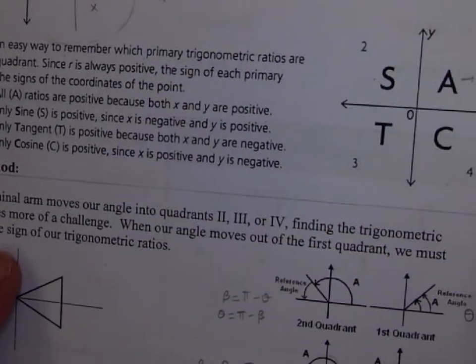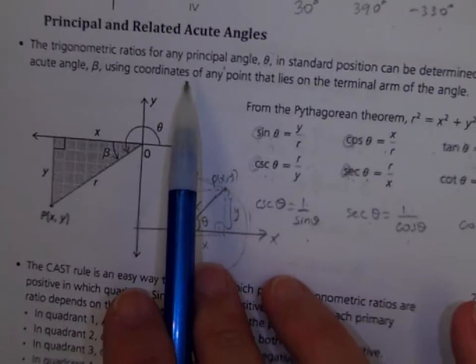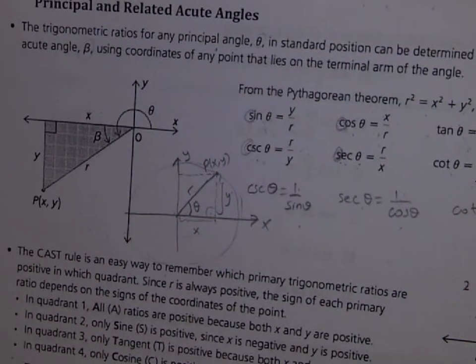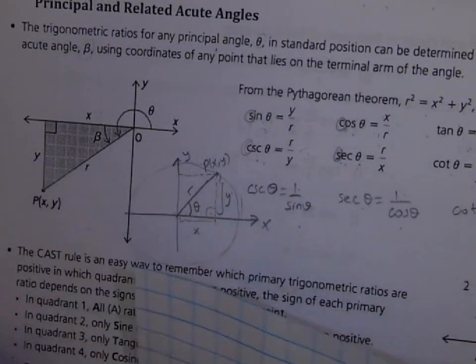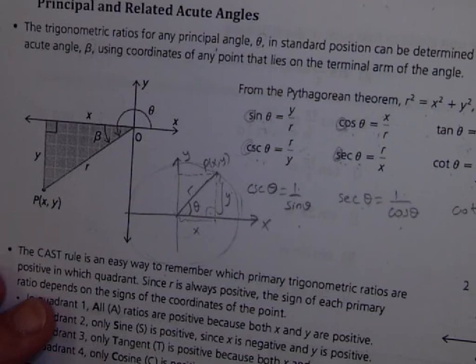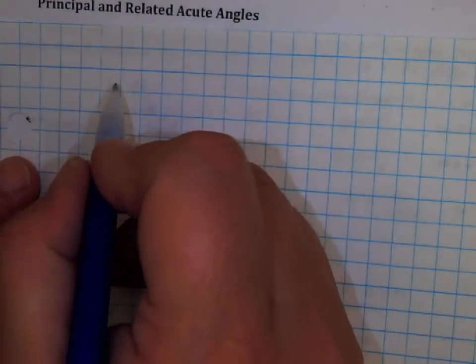Oh, we didn't talk about the related acute angle. The related acute angle is the angle between the terminal arm and the closest x-axis. Again, the related acute angle is the angle between the terminal arm and the closest x-axis. We already have this here, but let me sketch it.